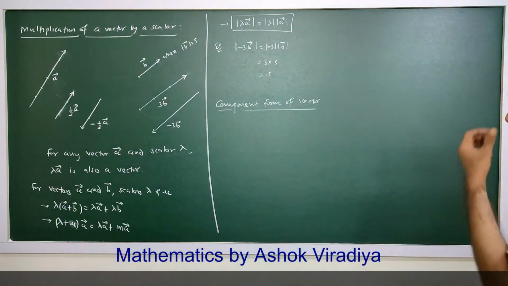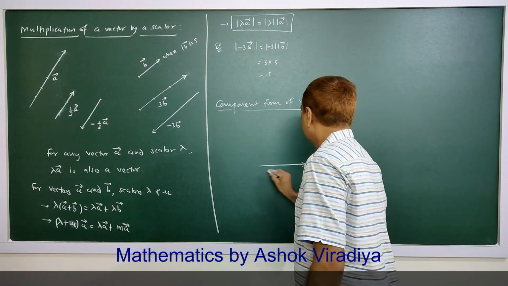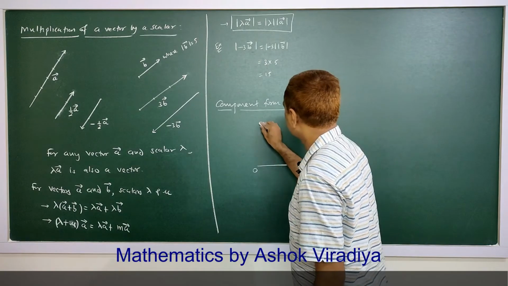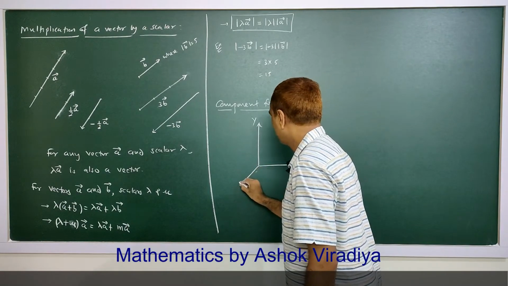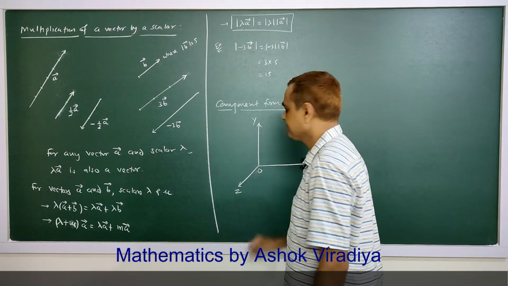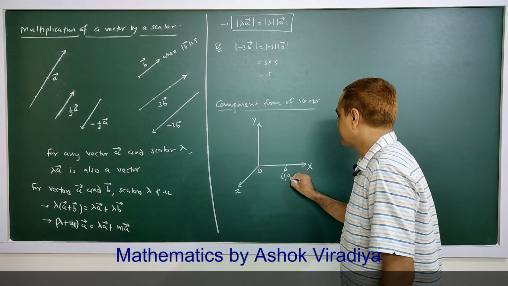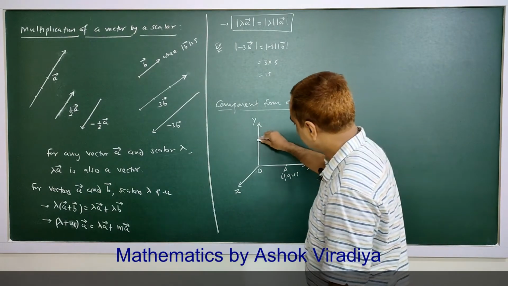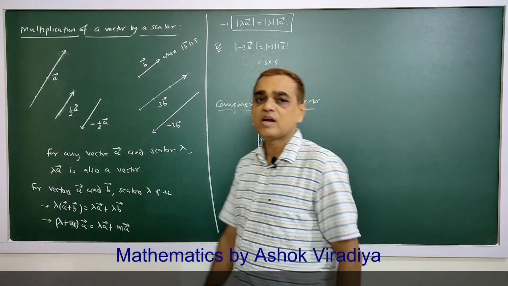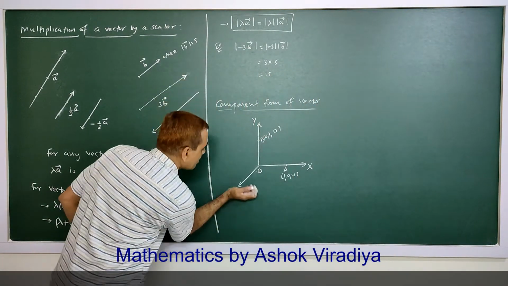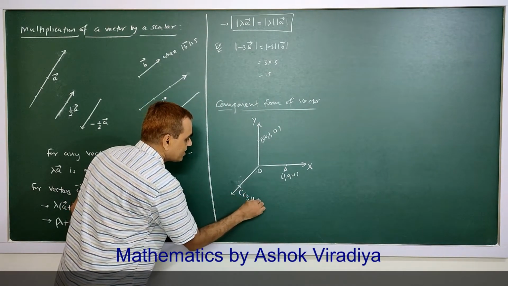Component form of vector. To understand this, I am taking OX, OY and OZ. Here this is a point A whose coordinates are 1, 0, 0. Here point B whose coordinates are 0, 1, 0. And on the OZ direction, suppose somewhere here, point C whose coordinates are 0, 0, 1.